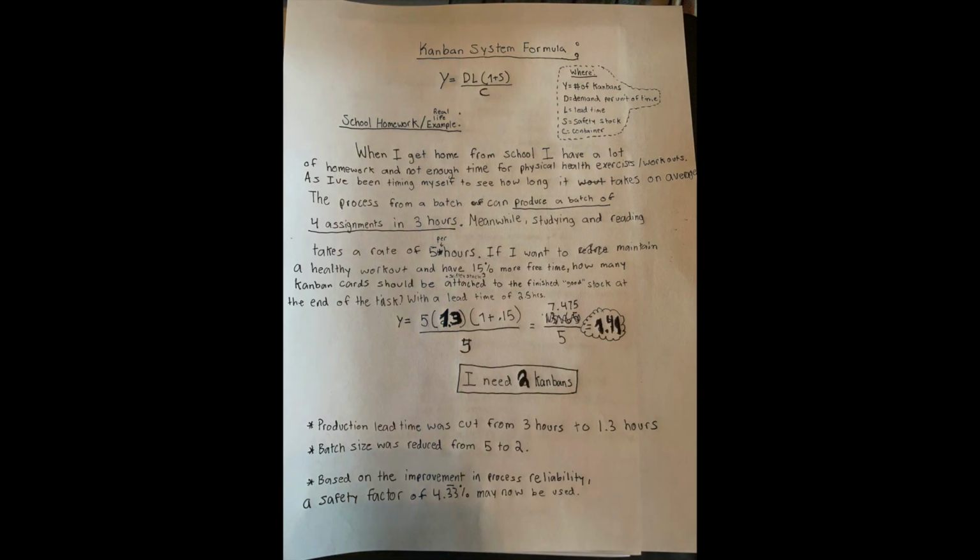The last tool I used for Kanban board was the Kanban system formula. As you can see in this picture, I have written an example of real-life examples and shaped it around the formula. The formula helped cut my lead time from 3 hours to 1 hour and 30 minutes, and my batch size from 5 to 2. This will help me get through all my tasks faster, and I will have now more time on my hands to do some physical exercise after school.